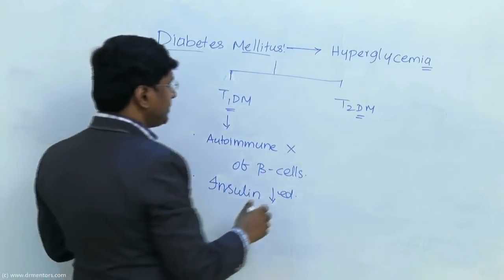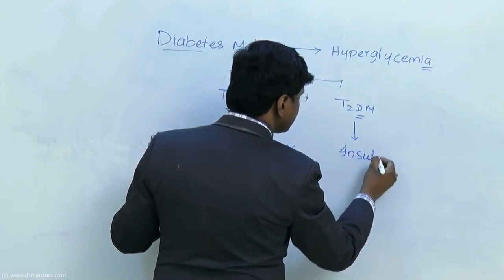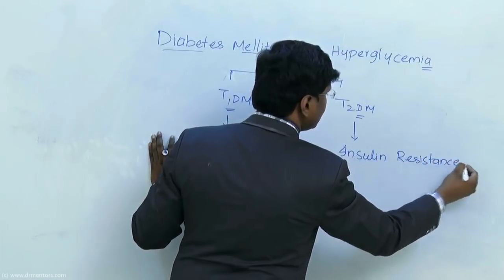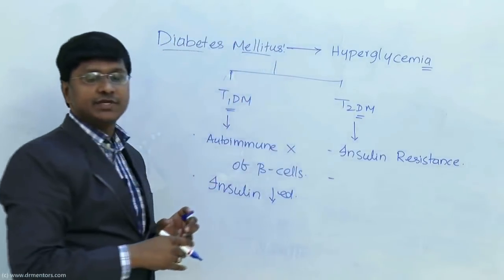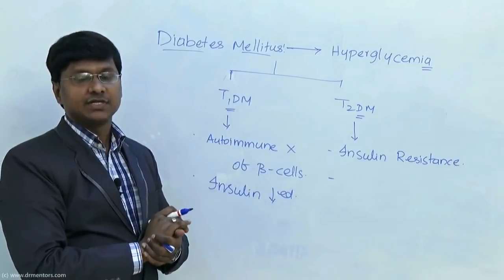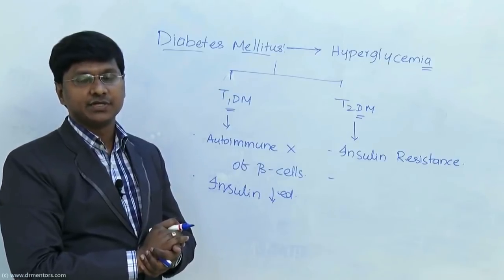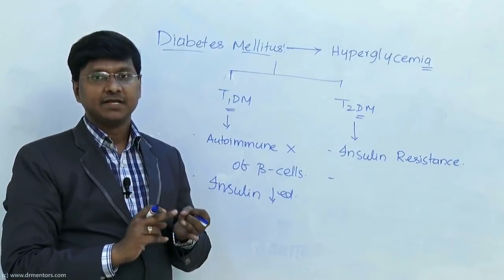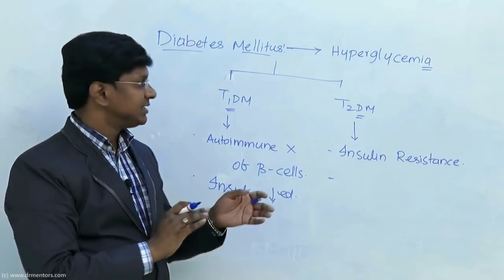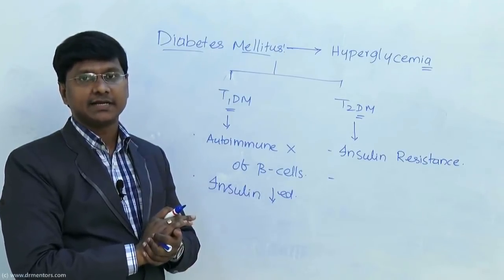Whereas type 2 diabetes mellitus is mainly because of insulin resistance. If you take the target organs or target sites for the insulin, remember the target sites for insulin are the skeletal muscle, liver and adipose tissue. On these particular sites the insulin receptors are present and the insulin will act on these target organs.